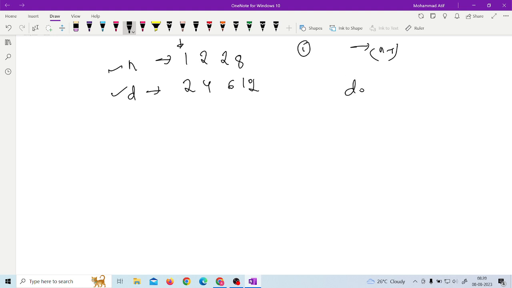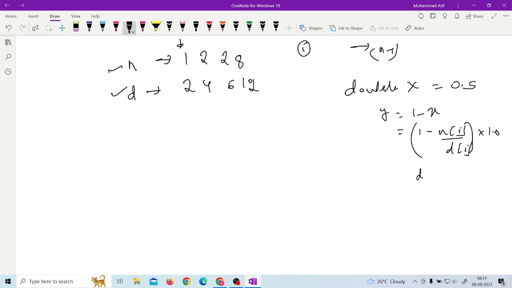You will be storing double x equal to 0.5 at the index i. So what is our requirement? Our requirement is y equals 1 minus x, that is y equals (d of i minus n of i) by d of i. And since we are dealing with doubles, I will simply multiply it with 1.0. So this is our requirement.